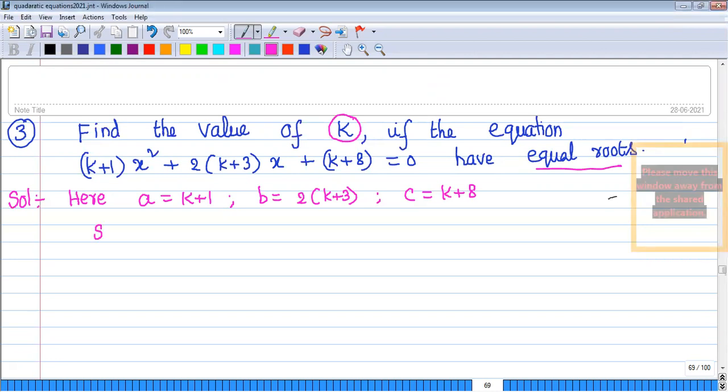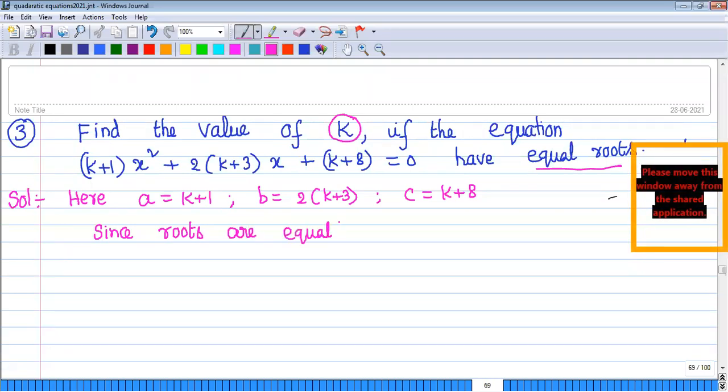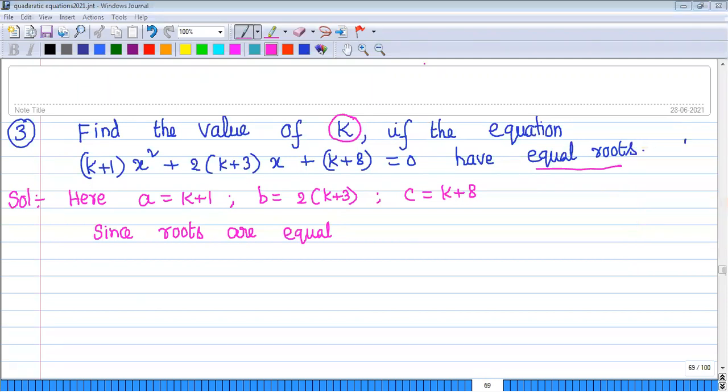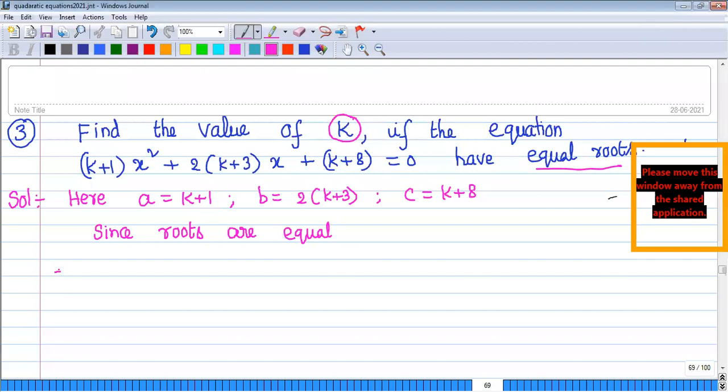Since roots are equal, that implies b square minus 4ac must be equal to 0.